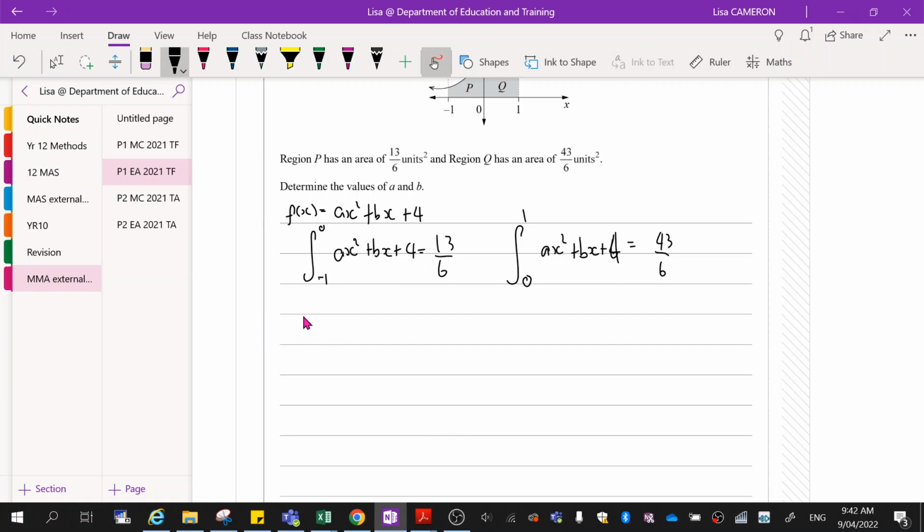So if I integrate this function, I'll end up with ax to the power of 3 over 3, plus bx squared over 2, plus 4x. And remember, because we're integrating between boundaries, we don't need to worry about c. And I'm going to write the same thing again for the other side, but we'll be integrating with different boundaries.